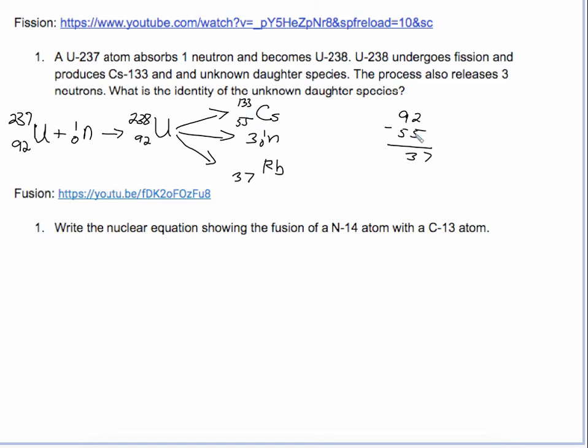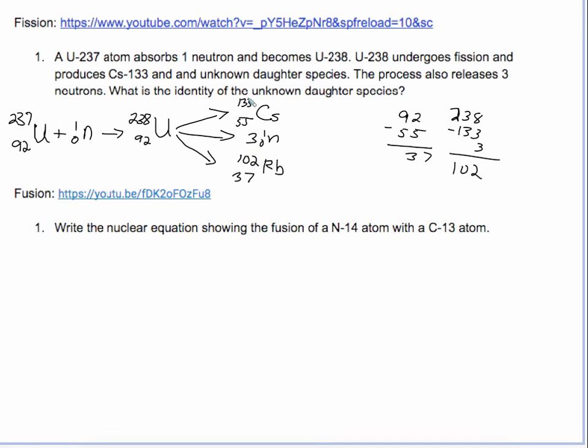Then you have to figure out the top number for rubidium, or the mass number, as it's called. You're going to take 238 and subtract the top number from the cesium plus the top number from the three neutrons. If you subtract all those top numbers, you're going to get 102. So you end up getting rubidium-102.